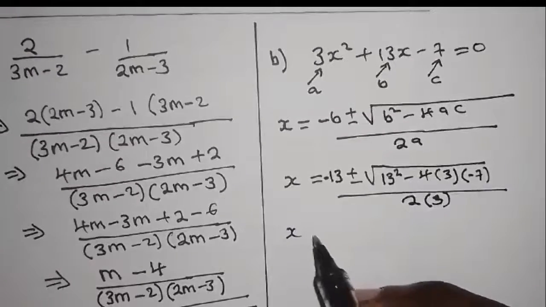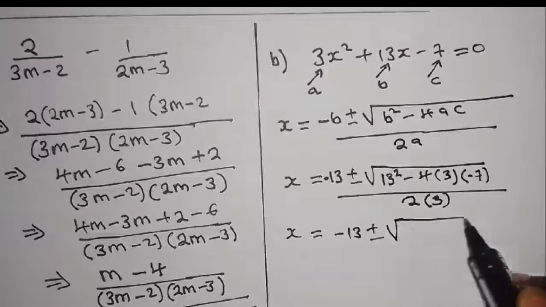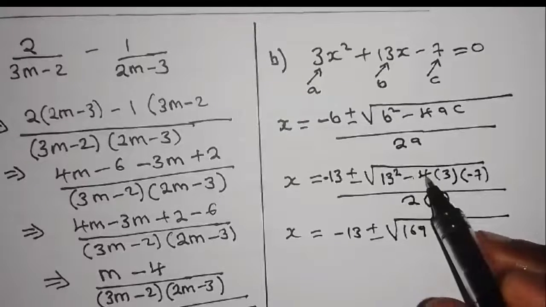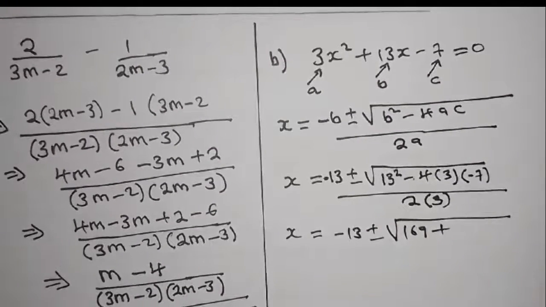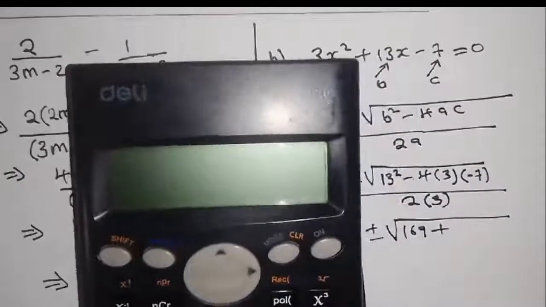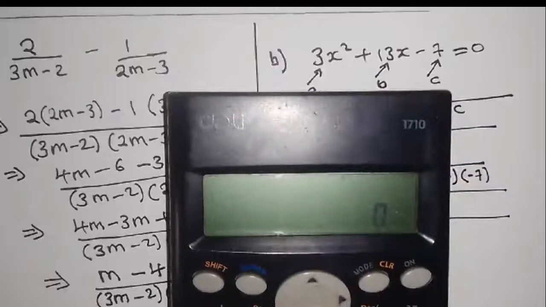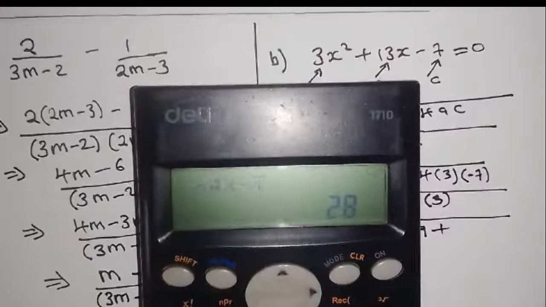Then you keep on going. This is going to be negative 13 plus or minus the square root of 13 squared, which is 169. Then this negative 4 times negative 7, first of all, you get a plus. Always use your calculator: negative 4 multiplied by negative 7 gives 28. Then we know that there is a 3 there, so the same answer multiplied by 3 gives 84.